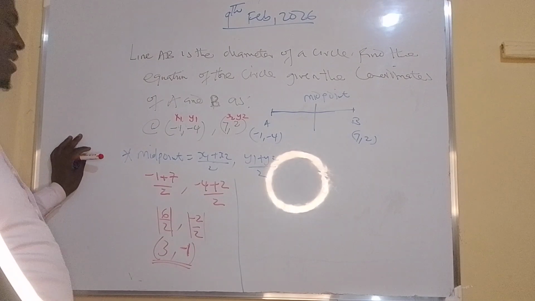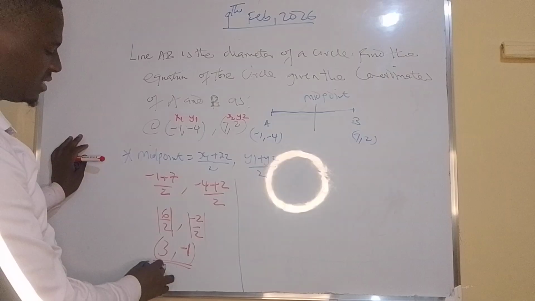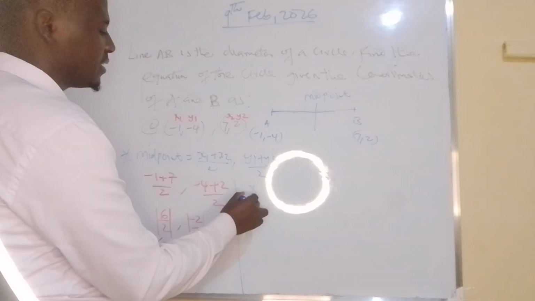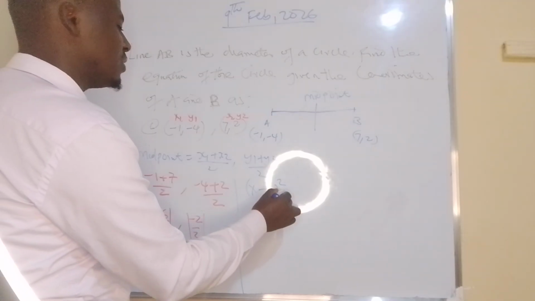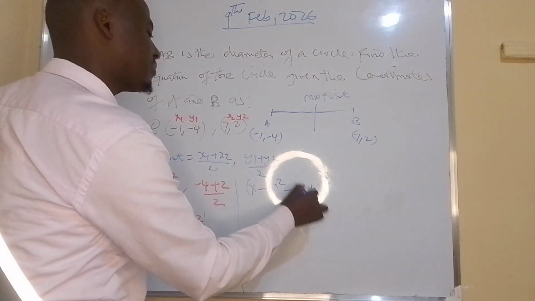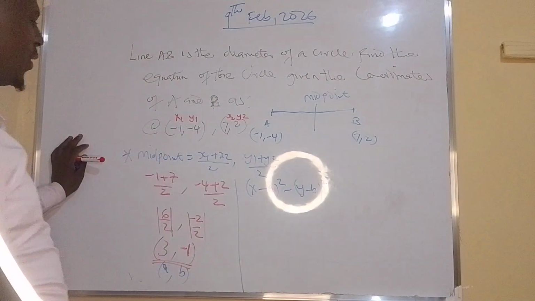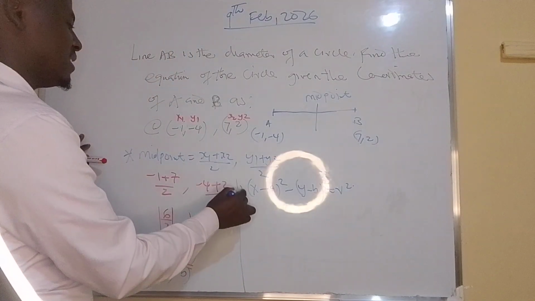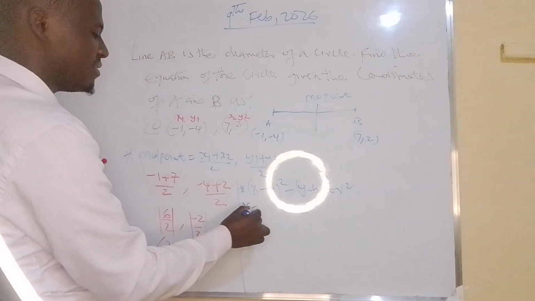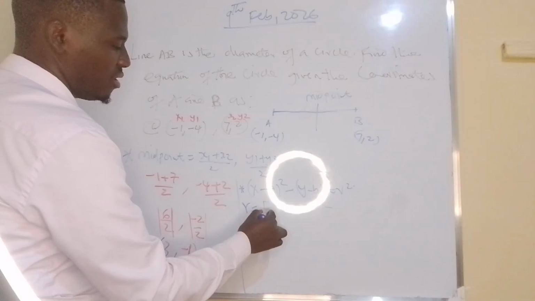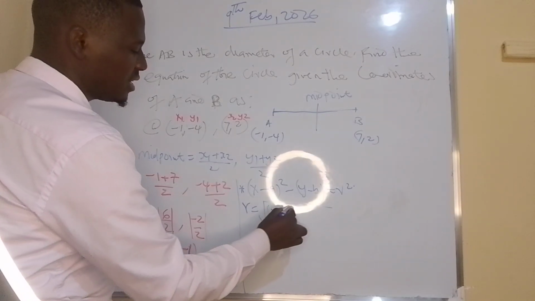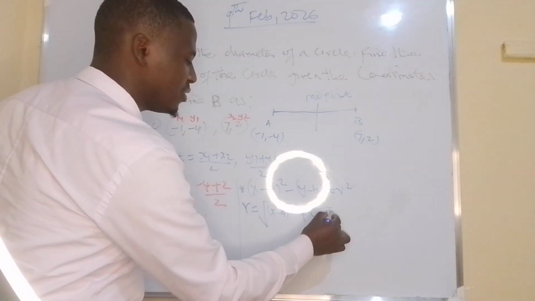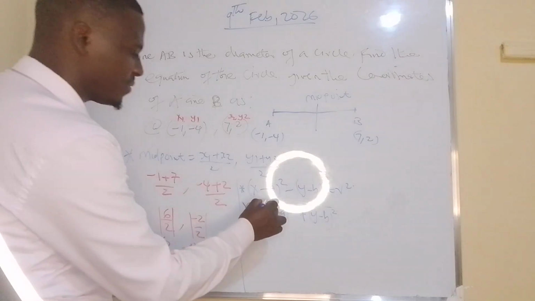Let's move on. Now from there we have the center. That is AB, don't forget that. And the equation says, the general formula is (x minus a) squared plus (y minus b) squared. But we have to find the radius first. We still don't have the radius. The radius is given by the square root of (x minus a) squared plus (y minus b) squared. That's how you get the radius. Let's look for the radius first.